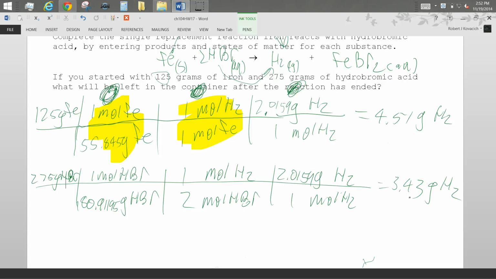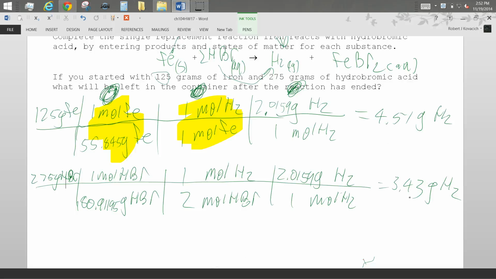So the moment that I've made 3.4 grams of hydrogen gas, what happens? My reaction stops because I ran out of hydrobromic acid. There is 0 grams of hydrobromic acid left. So this question asked what is left in the container when the reaction is finished. So I can already make one answer. I can make 2 answers. What are my 2 answers? Iron.